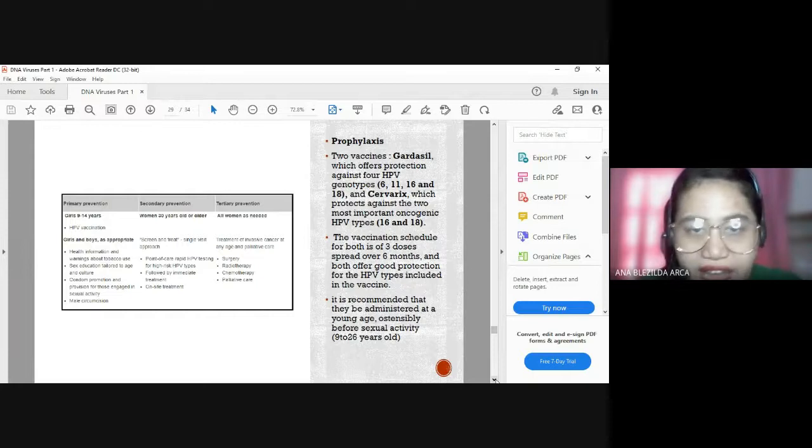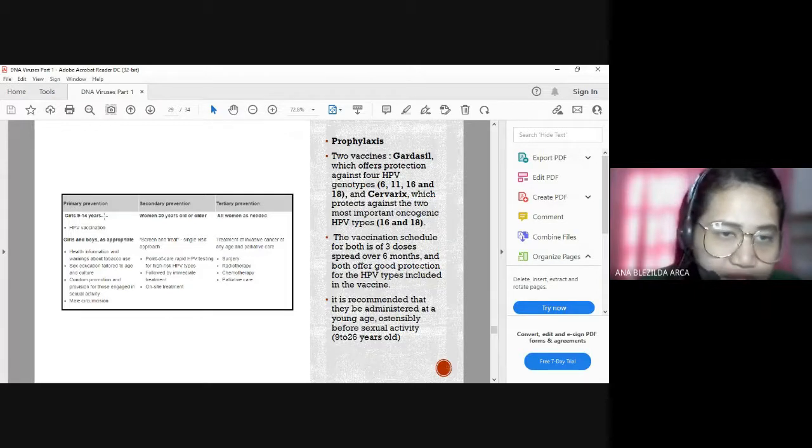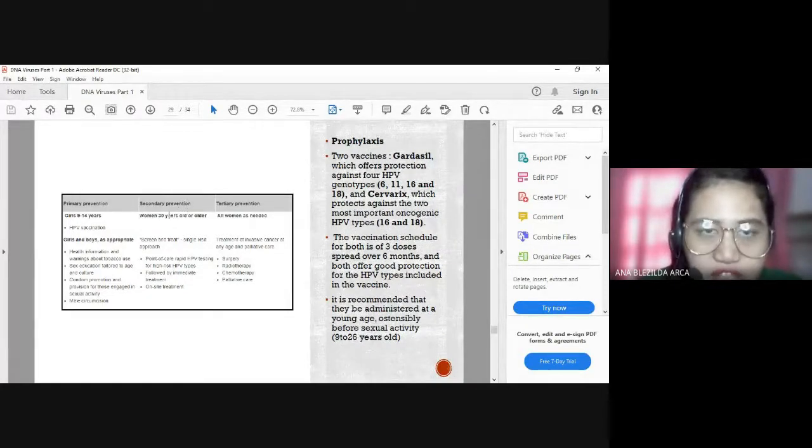So for the prophylaxis is only the vaccine. Vaccination lang naman ang kailangan dyan. So sabi dito, girls from 9 to 14 years of age, recommended ang HPV vaccination. Ito yung primary prevention mo. Kapag boys din naman, as appropriate. So kailangan din sila. Now, for the secondary prevention naman, women 30 years or older, pwede pa rin bigyan ng vaccine. For the tertiary, all women, they are needed to have vaccine against the HPV.